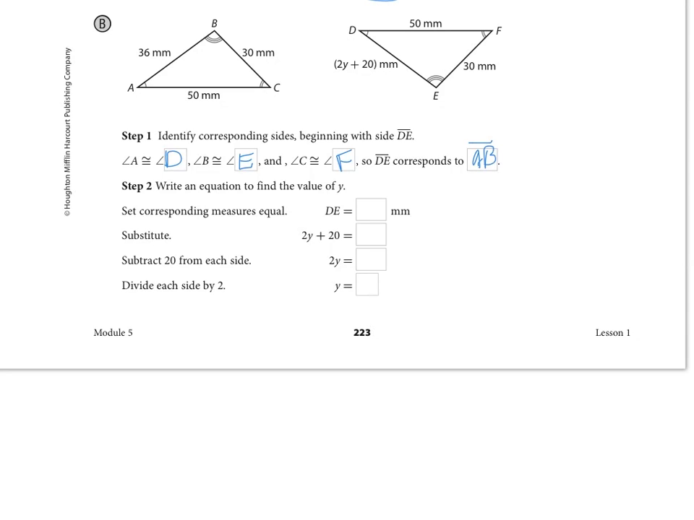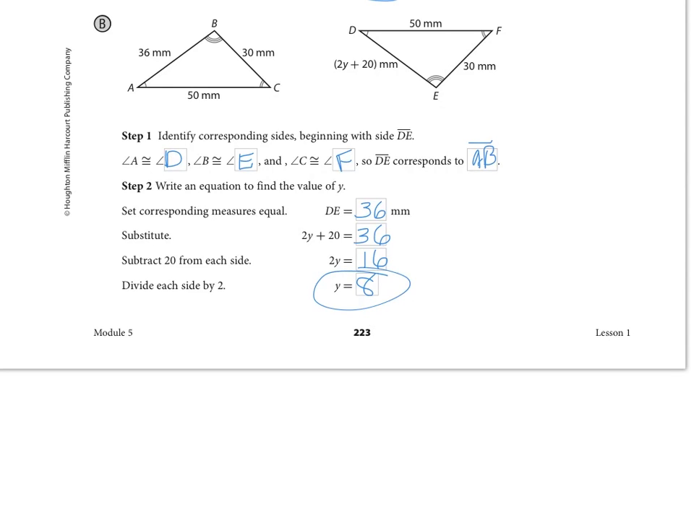If we're going to write an equation, DE is our side with the variable in it. DE corresponds to 36, because those measures are the same, then 2y plus 20 equals 36. Then 2y equals 16, and y must equal 8. And we found the value of the variable.